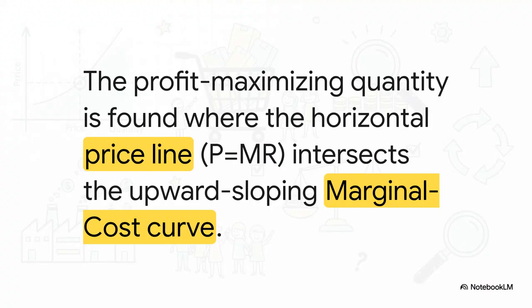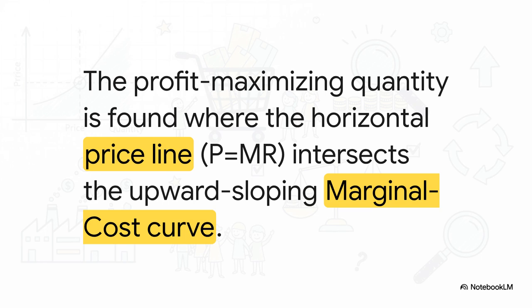And here's what that golden rule looks like on a graph. It's so elegant. The flat horizontal line is our market price, which is also our marginal revenue. That upward swooping curve is our marginal cost. So where do we produce? Right where they cross, at Qmax. Think about it.